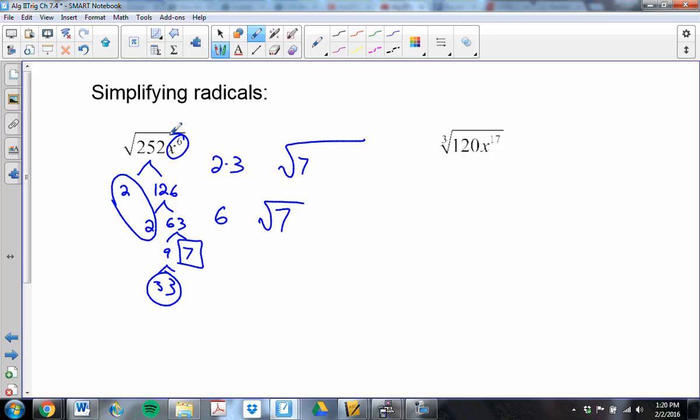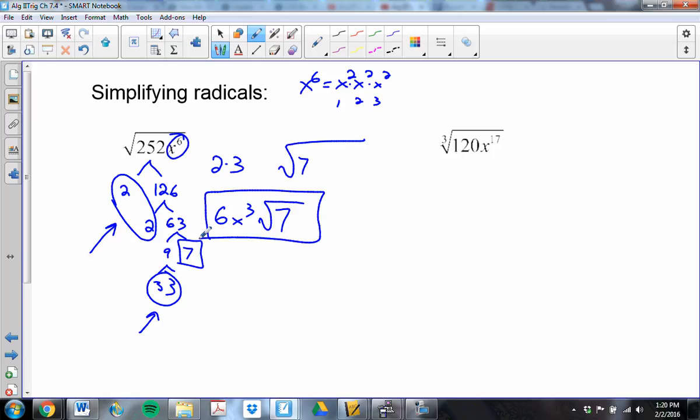I've also got to deal with this x, though. I've got to see how many pairs of x's I can pull out. Well, x to the 6 really is 3 pairs of x squareds. So it's like here I pulled out a pair, and here I pulled out a pair. Well, now I can pull out 1, 2, 3 pairs. So it's 6x cubed root 7. One way to think about that is you just take this power and divide it by the number on that shelf, which in this case was a 2.